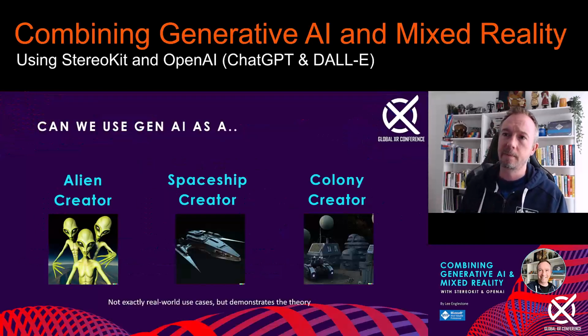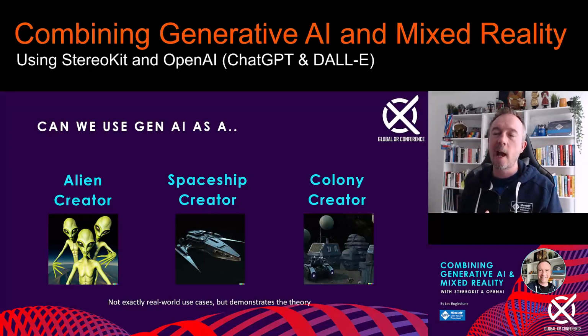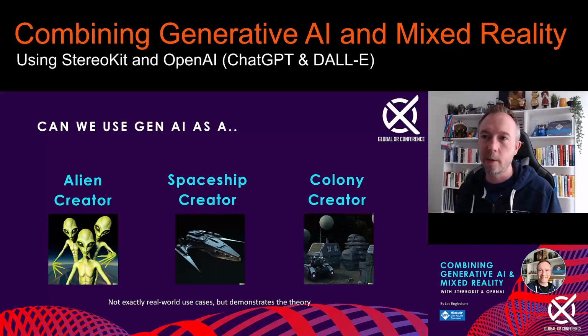Because this year's theme for the Global XR conference is outer space, I thought I'd have a bit of fun with that topic and use generative AI to create some aliens and some spaceships and some planetary colonies using generative AI text and generative AI images, and then show them in mixed reality space. Yes, these are perhaps not what you would call real-world use cases, but hopefully you can take away from the talk that we can use this same combination of technologies for a wide variety of use cases.